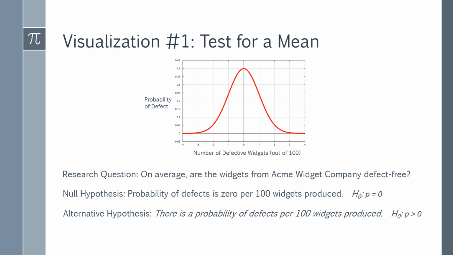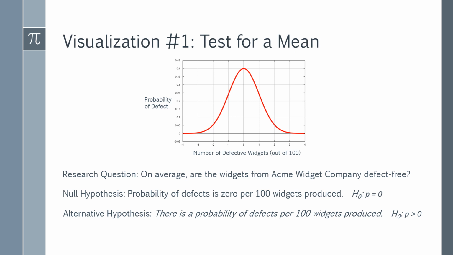In this case, we would write our null hypothesis as the probability of defects is 0 per 100 widgets produced, or the probability of defects is equal to 0. And our alternative hypothesis could be written as there is a probability of defects per 100 widgets produced, or that probability is greater than 0.